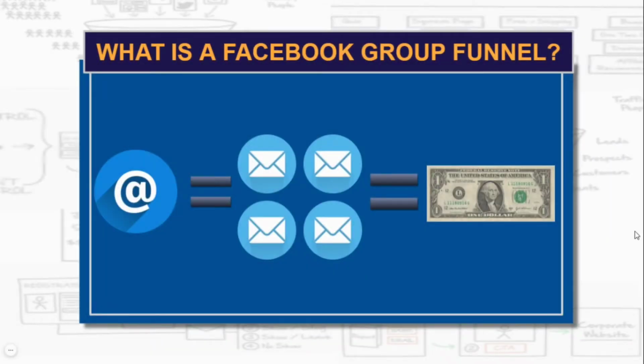So what is a Facebook group funnel? Well, a Facebook group funnel is collecting contact information from members in your Facebook group. And in this case, we're collecting email addresses. You put that email address into an email autoresponder that will send out emails to your members automatically. Now, in those emails, you want to have your low ticket offers, your high ticket offers, and even affiliate offers available for someone to make a purchase. And when they do, ching ching, you make money.